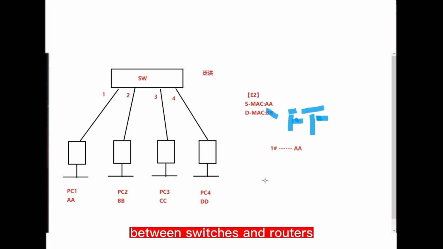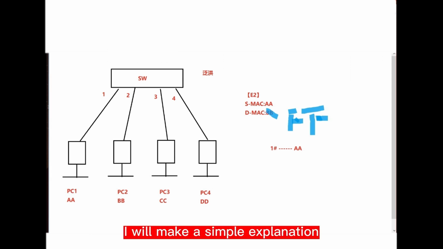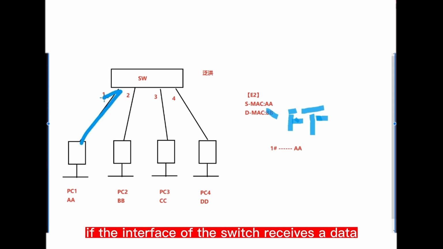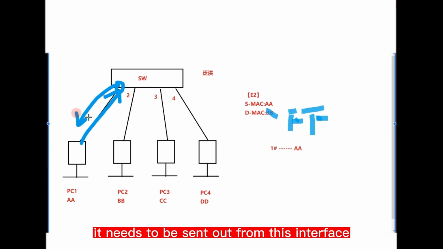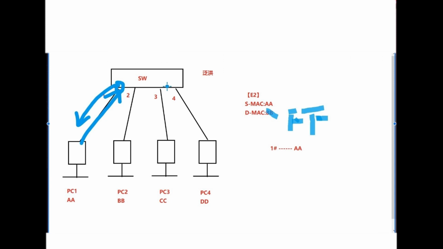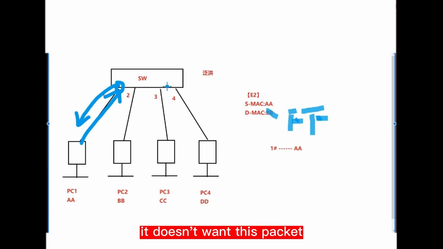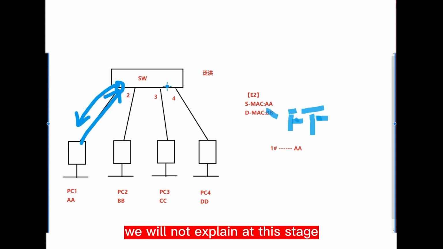Here are some differences between switches and routers. When we talked about routers earlier, basically everything was related to IP. The switch is not related to IP. I will give a simple explanation. If an interface of the switch receives data, and it finds this data needs to be sent out from this same interface, then the switch performs an action called discarding. It doesn't want this packet. Under what circumstances would such a behavior occur? We will not explain at this stage.